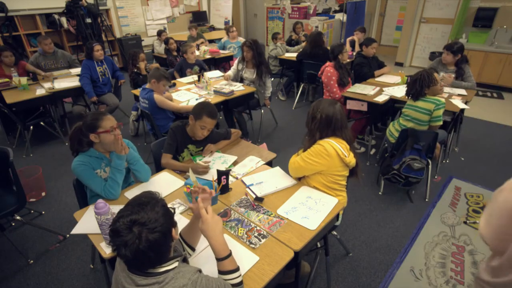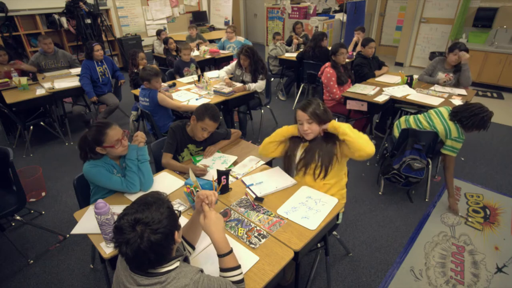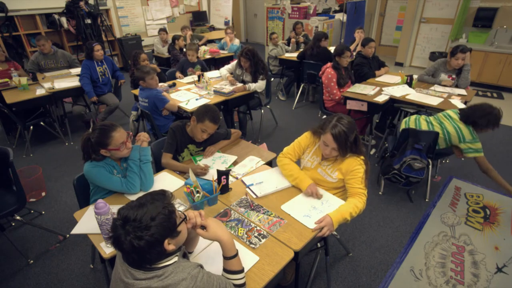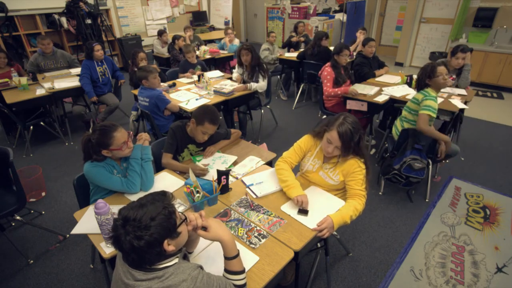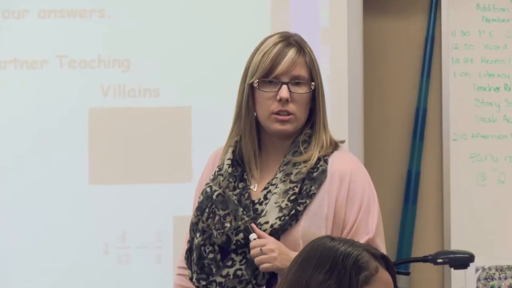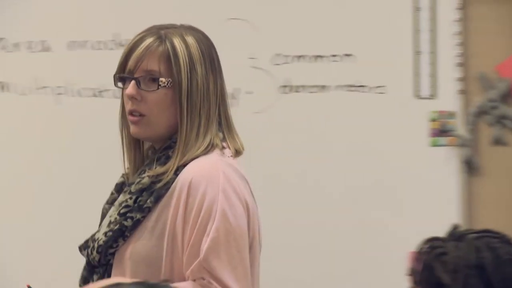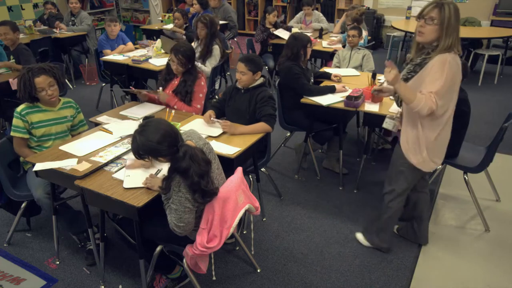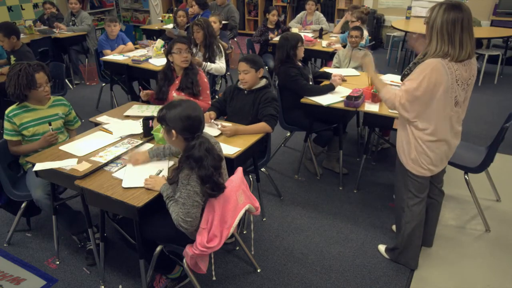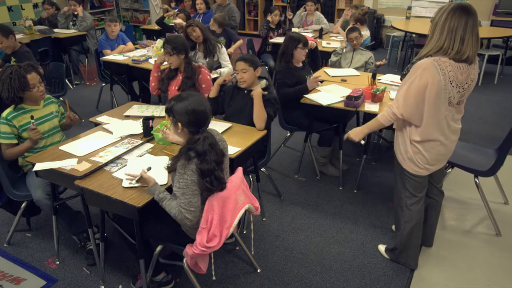All right, you're going to solve these two problems with your math partner. You guys are going to take turns teaching each other. When I say the signal word, you're going to get together. You're going to do the same teacher-student model. Reasonableness. Reasonableness. It just makes sense.